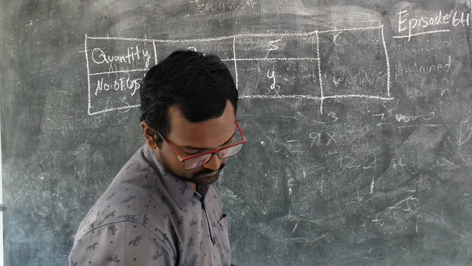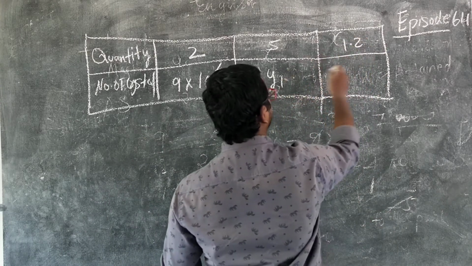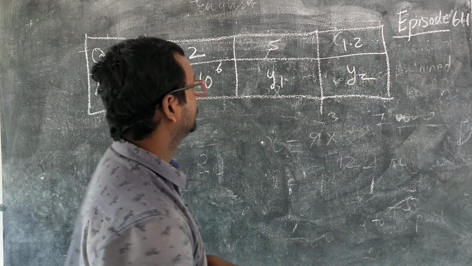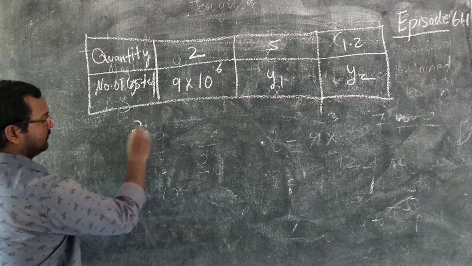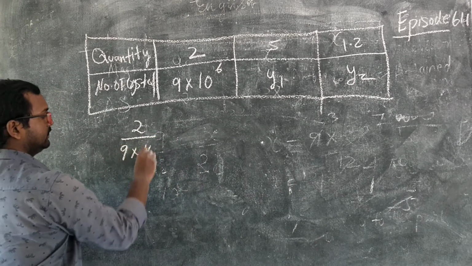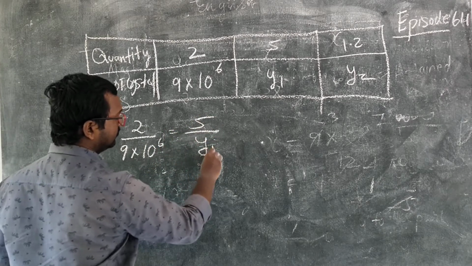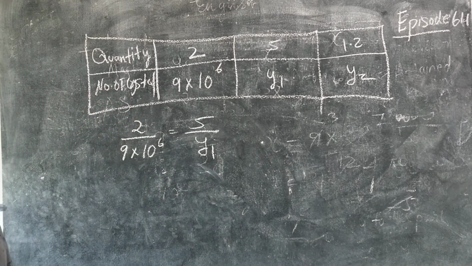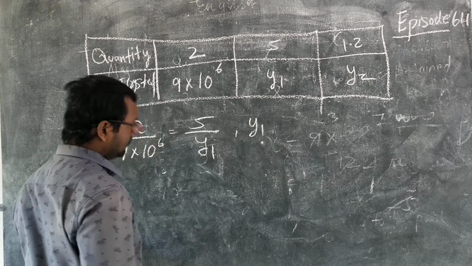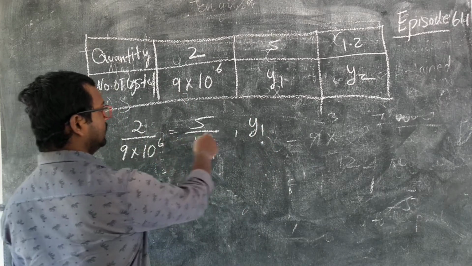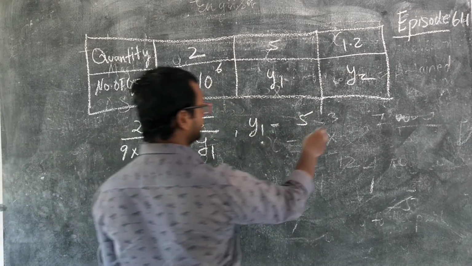and in 1.2 kilo of sugar how many crystals are there. 2 by 9 into 10 raised to 6 is equal to 5 divided by y1. So from here we will get y1 as, y1 will go here. Let's keep 5 there. We'll bring 9 into 10 to the power 6 to the numerator.